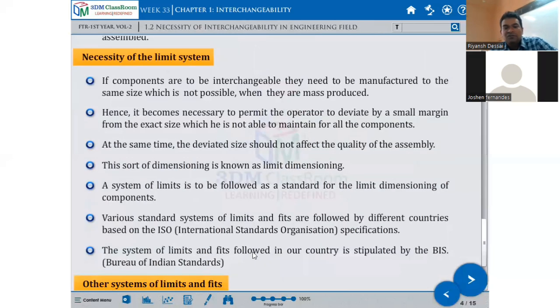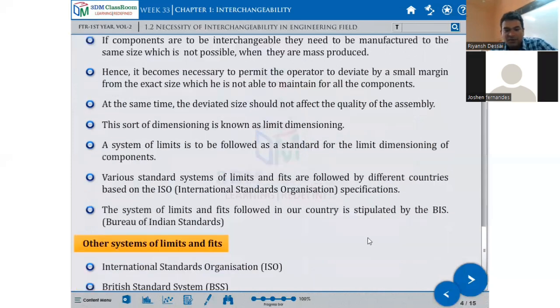The various standard systems of limits and fits are followed by different countries based on the ISO, that is, International Standard Organization specification. The system of limits and fits followed in our country is stipulated by the BIS, that is, Bureau of Indian Standards.